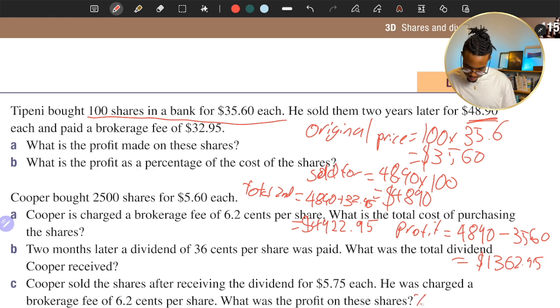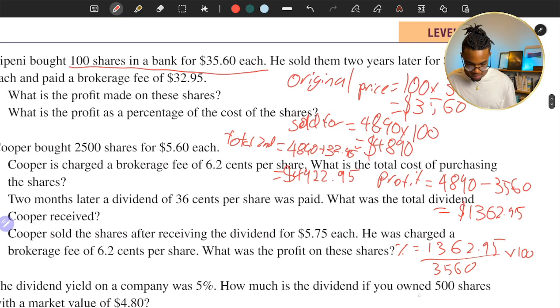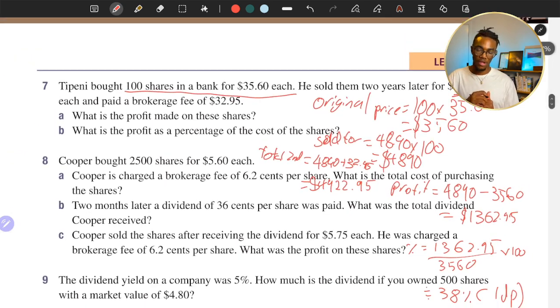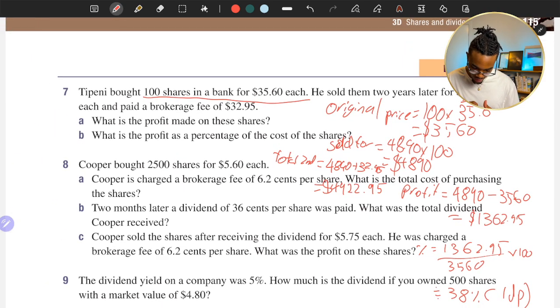So percentage equals 1362.95 over the total cost, which is 3560, times 100. That gives us around 38%, to 1 decimal place. Dividend yield, same thing if we have a question on this.